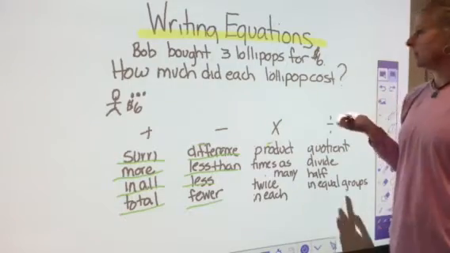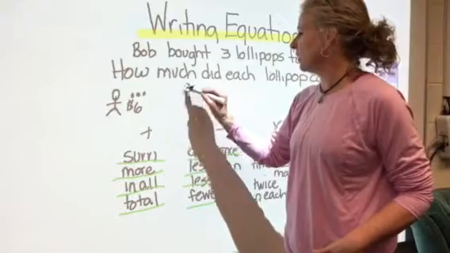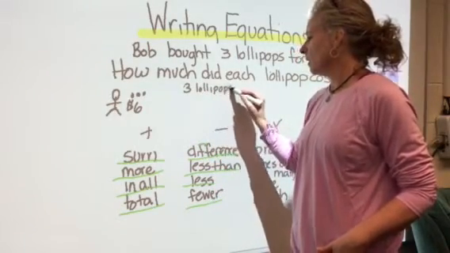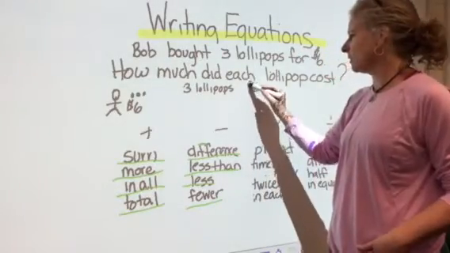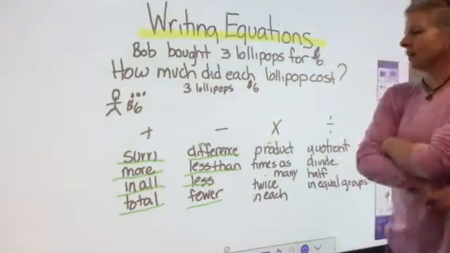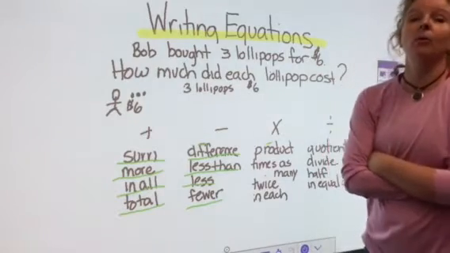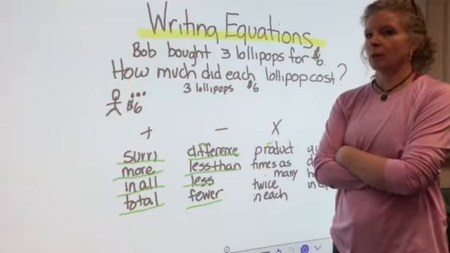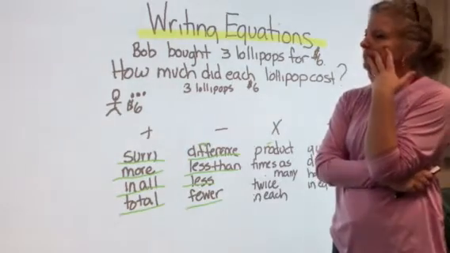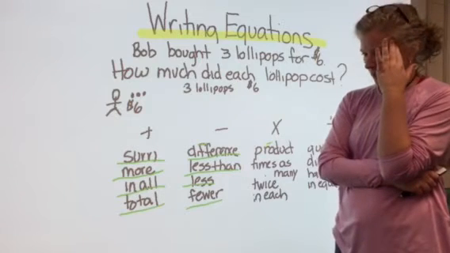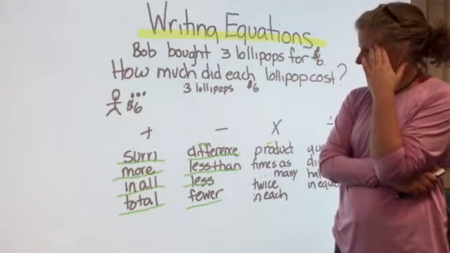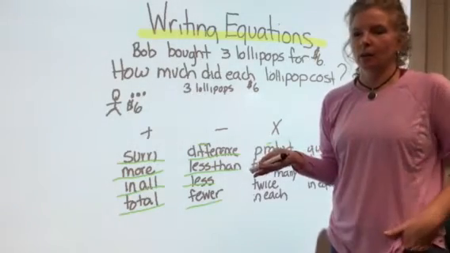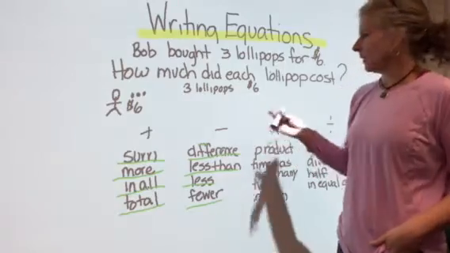Okay, so let's see. I've got a couple of numbers in here. I've got 3 lollipops, and he spent $6. So I've got to think. If he spent $6, let me think about when I spend money. Do I end up with more money or less money? I think 3 lollipops, $6 total. So 6 is the most money that I spent, right? Because that's the total amount.